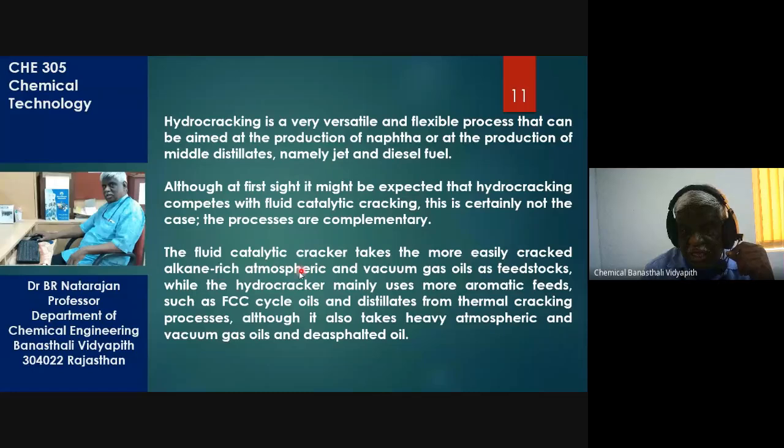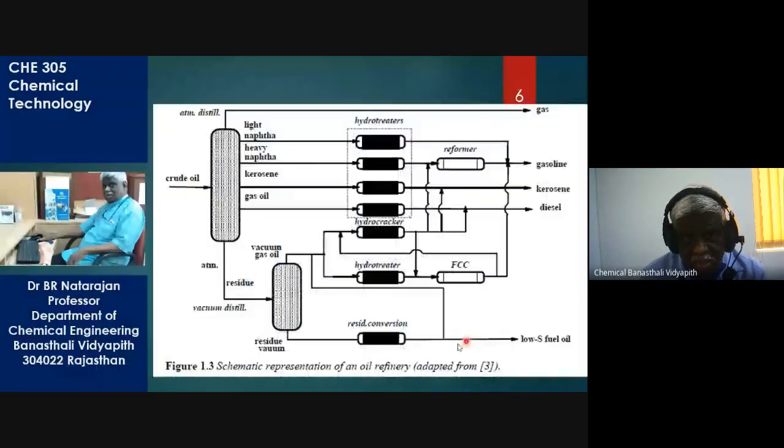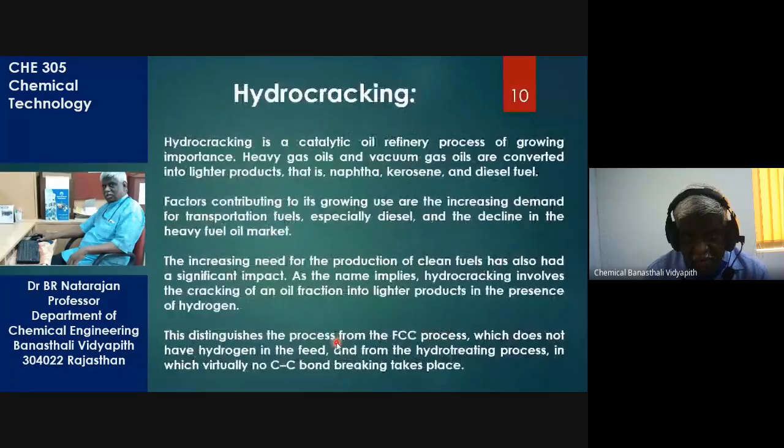FCC takes the more easily cracked alkane-rich atmospheric and vacuum gas oil as feedstock, while the hydrocracker uses more aromatic feeds such as FCC cycle oil and distillates from thermal cracking processes, although it also takes heavy atmospheric and vacuum gas oil and de-asphalted oil. So the FCC takes maybe any of these fractions or even this vacuum gas oil, whereas hydrocracking is capable of taking much heavier fractions of the distillate. That is the main difference.